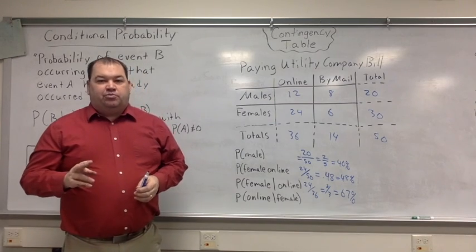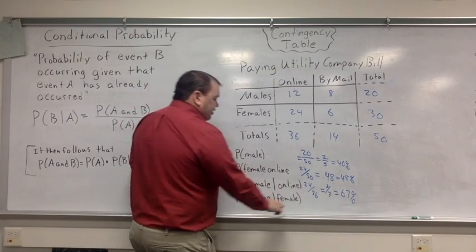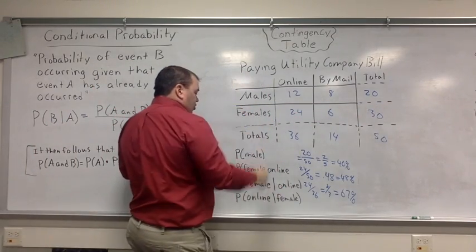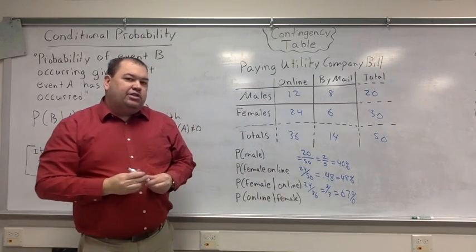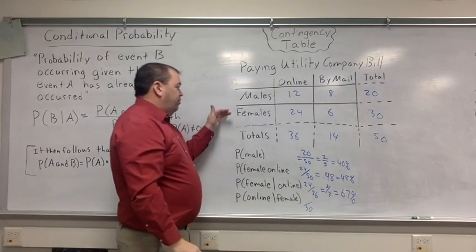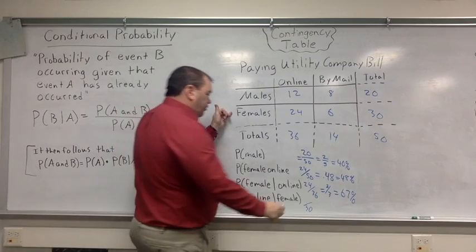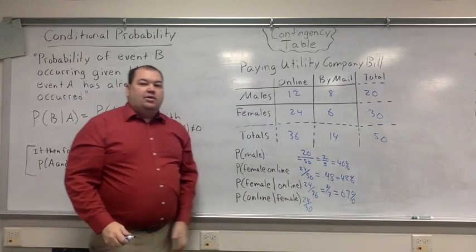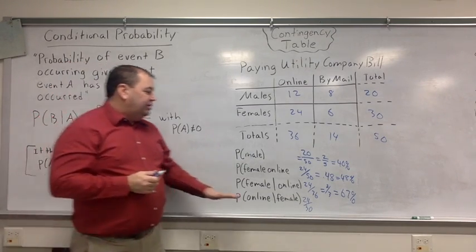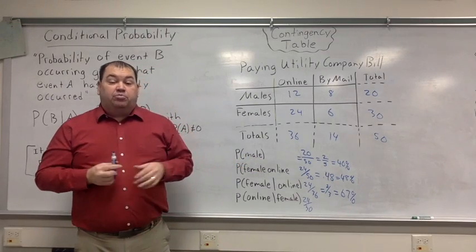Now, watch what happens when I turn this around. I want to now know the probability that somebody paid their bill online given the fact that they're female. Now I'm talking row. We're only talking females. So given the condition that they are female, there are 30 of them. They want to know the probability, if I pick a female, what's the probability she paid online? 24 of them out of 30 paid online. Again, you can turn it into a decimal, reduce the fraction, turn it into a percent, but this is a conditional probability. These first two were just regular probabilities.